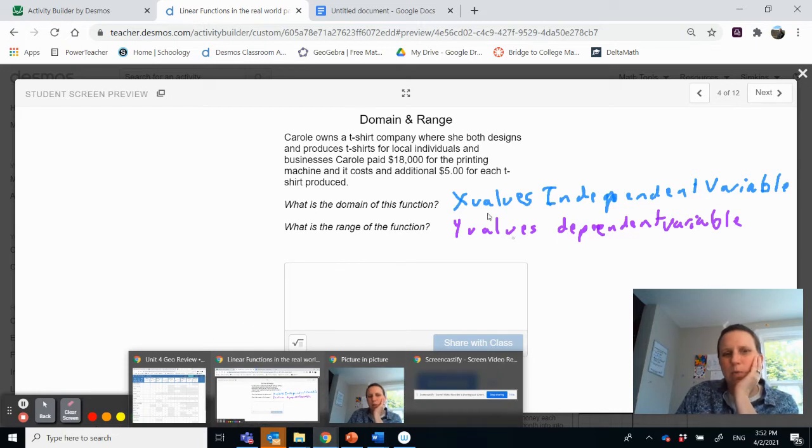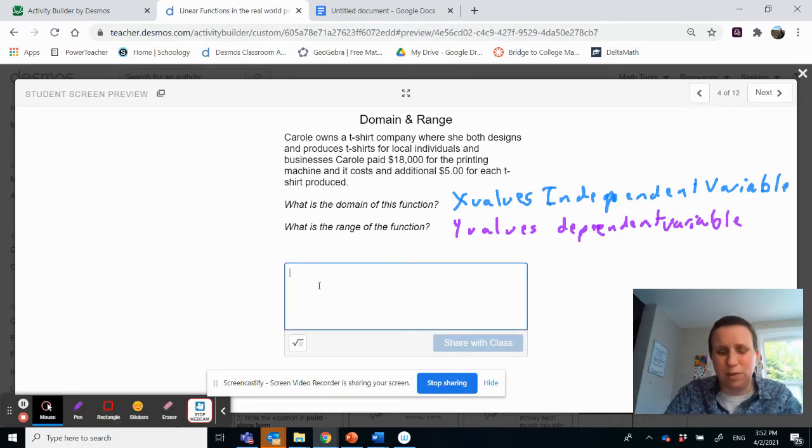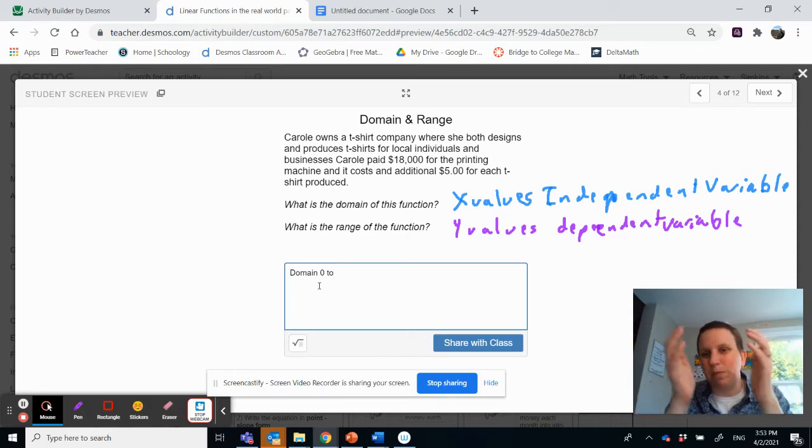In this case, what's going to go on the x-axis of this graph is going to be the number of t-shirts printed. So our domain would be like, what's a reasonable number of t-shirts? Well, she can't print less than 0 t-shirts. You can't print -2 t-shirts. So it's going to be 0, and then let's brainstorm some numbers. Is she going to print 10 t-shirts? Yeah, but if she's running a business, let's hope she prints more than 10, right? So 100.